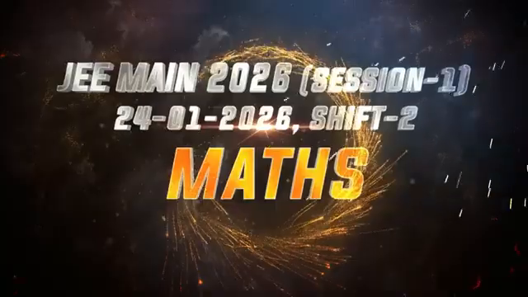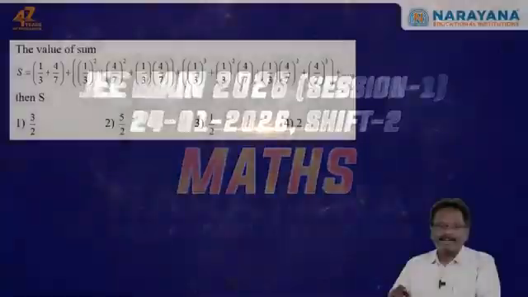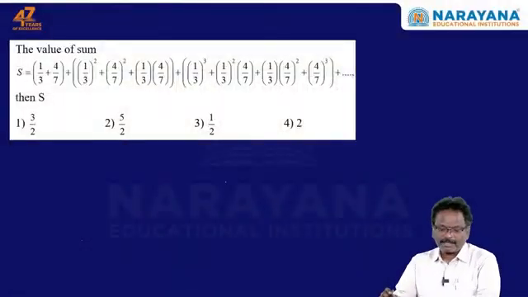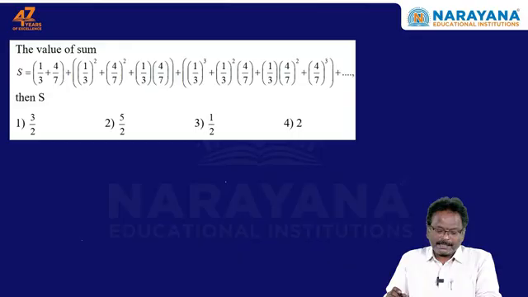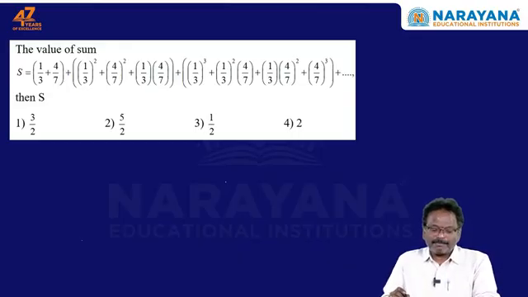Let's see some other questions from mathematics. Next question in mathematics is from sequence and series. The value of the sum S equals 1 by 3 plus 4 by 7 plus (1 by 3) whole square plus (4 by 7) whole square plus 1 by 3 into 4 by 7 plus (1 by 3) whole cube plus (1 by 3) whole square into 4 by 7 plus 1 by 3 into (4 by 7) whole square plus (4 by 7) whole cube. It is a very simple one.